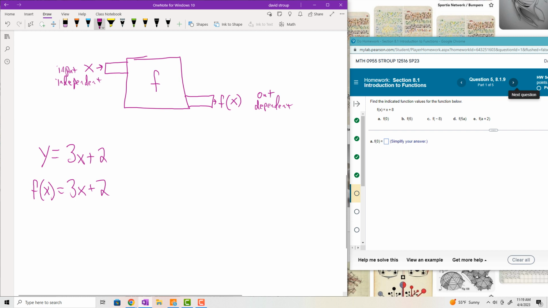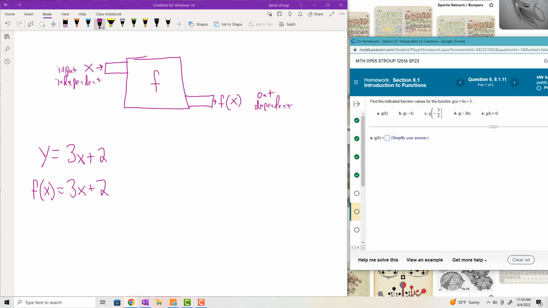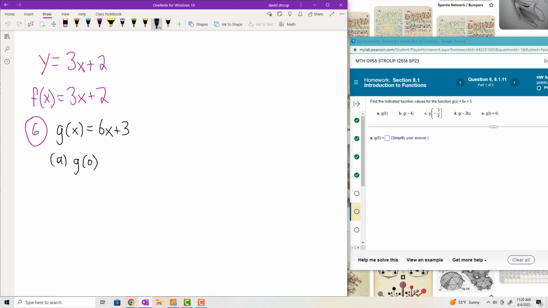So let's look at number 6. Our function, they're going to call it g. The name is g. So g of x is equal to 6x plus 3. And what they want you to do is basically substitute in particular x values. So g of 0 just means put 0 in for x. Wherever you see x, you're going to put 0. And then you use PEMDAS to simplify. So 6 times 0 is 0. And then 0 plus 3 is 3.